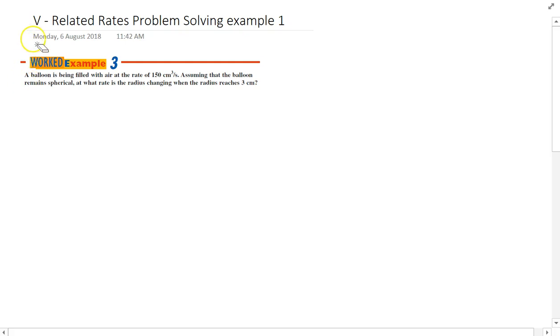Okay, so here's a related rates problem solving question. It's that balloon that I've kept talking about, which I didn't expect. A balloon is being filled with air at the rate of 150 centimeters cubed per second. So there's a rate. Assuming that the balloon remains spherical, at what rate is the radius changing when the radius reaches 3 centimeters? So at what rate is the radius changing?